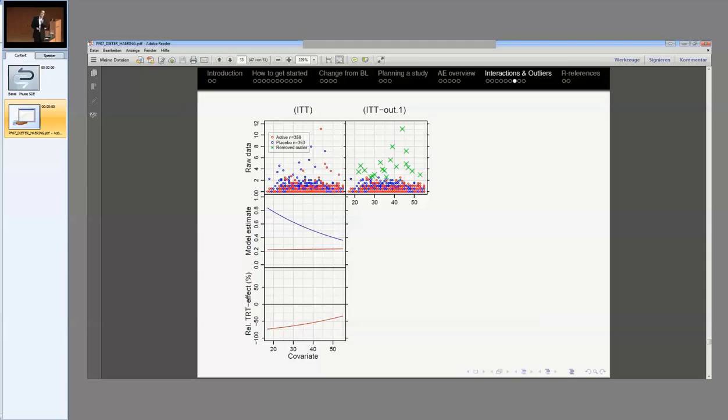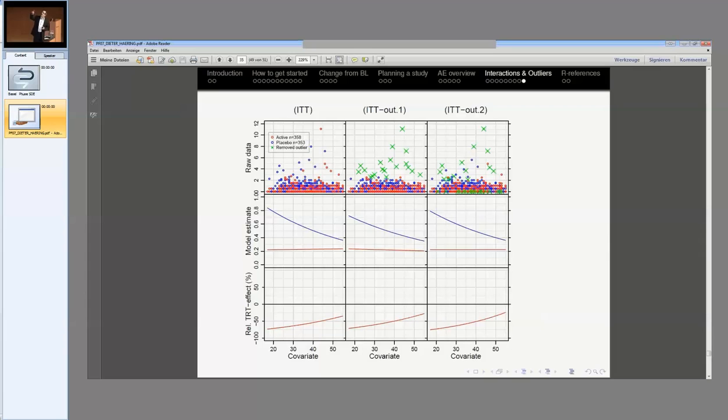And then next to it, we've shown what would happen if we delete this first definition of outliers, and how the model fit would change and how the efficacy would change, and how it would change when we use the second definition of outliers. And you can see the model fit hardly changes at all, and also the relative efficacy doesn't change. So overall, we can conclude that we have a benefit across the entire range of the covariate, and that these outliers that the health authority asked us about are not influential on the analysis.